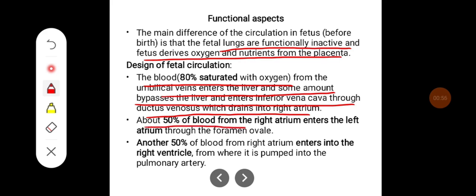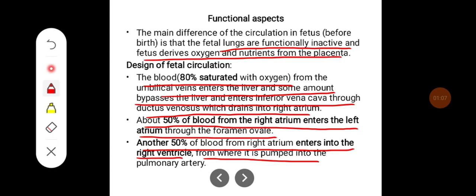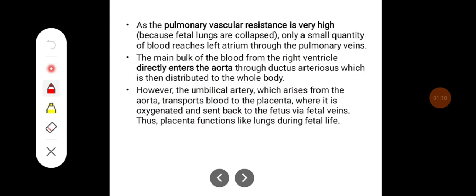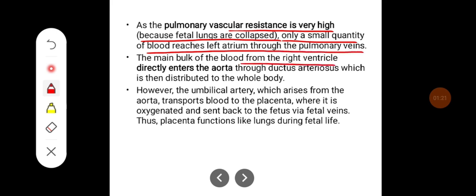About 50% of the blood from the right atrium enters the left atrium through foramen ovale. Another 50% of the blood from right atrium enters into the right ventricle, from where it is pumped into the pulmonary artery. As the pulmonary vascular resistance is very high because the fetal lungs are collapsed, only a small quantity of blood reaches the left atrium through pulmonary veins. The main bulk of the blood from the right ventricle directly enters the aorta through the ductus arteriosus, which is then distributed to the whole body.